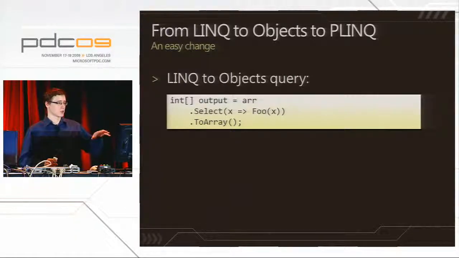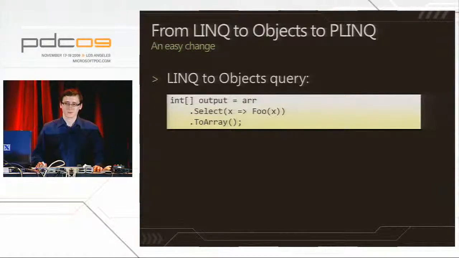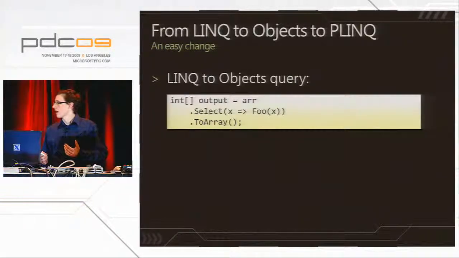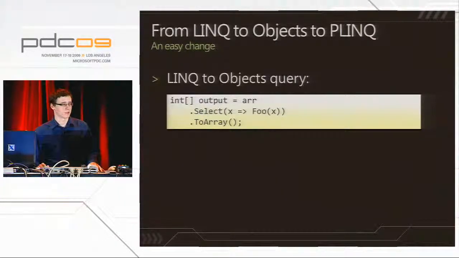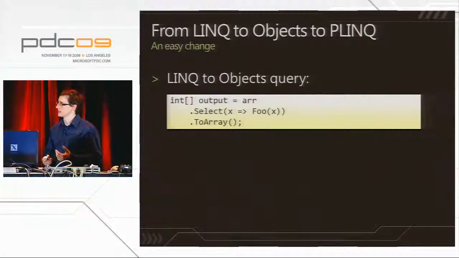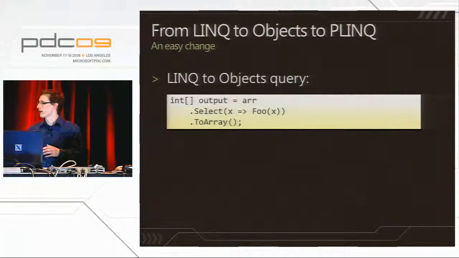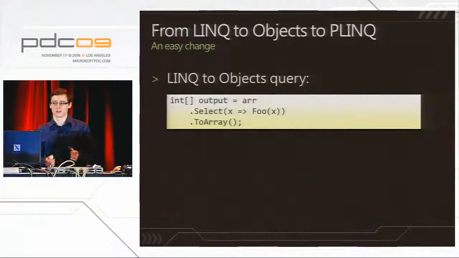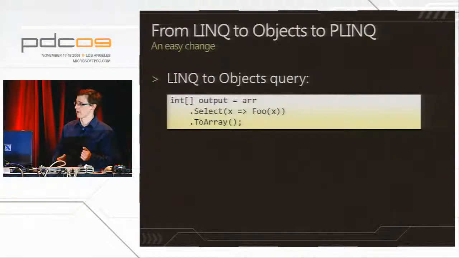So I will show a simple LINQ to Objects query. I have an array, and I apply a single select operator to it. And then I have a ToArray operator. What this query does is iterate over the array, and it will evaluate the foo function for every element in the array. And then it will collect the results into an output array.